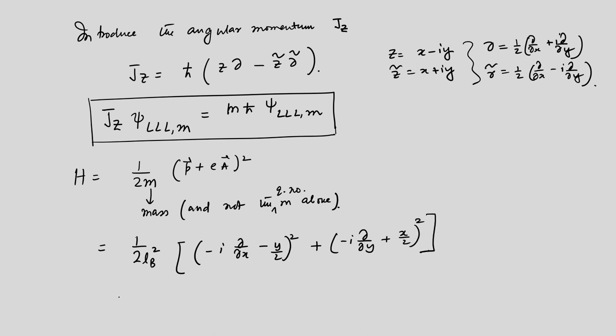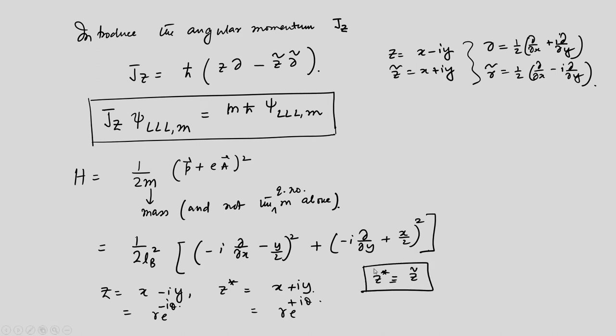This is the Hamiltonian, and if you use variables such as z tilde equal to x minus iy, which is what we have done, and z star equal to x plus iy, and write this as r e to the power i theta or minus i theta, then z star and z tilde are identical. You can write it with whatever notation you want.